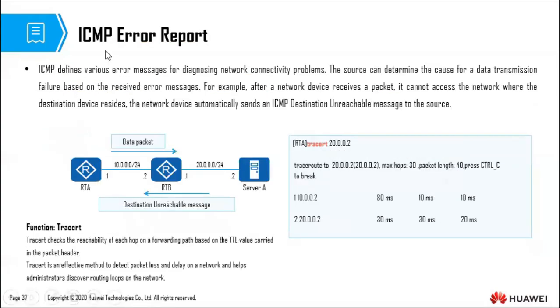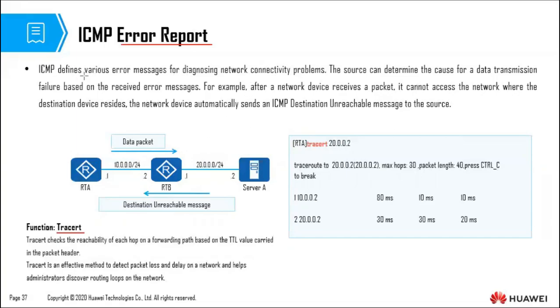The next one is error reporting, very important. ICMP error reporting. The commonly used ICMP error reporting function is what we call traceroute. Traceroute is used to trace the route or the path that a particular packet will take to its destination.